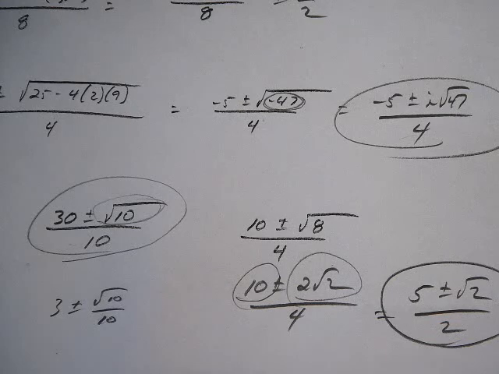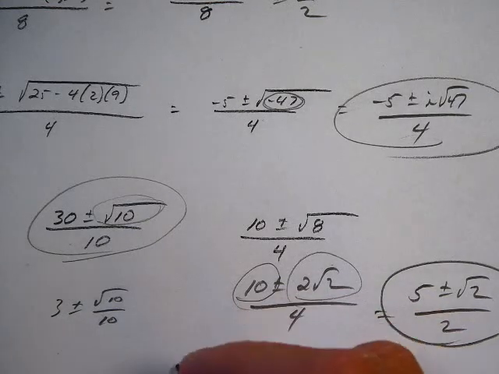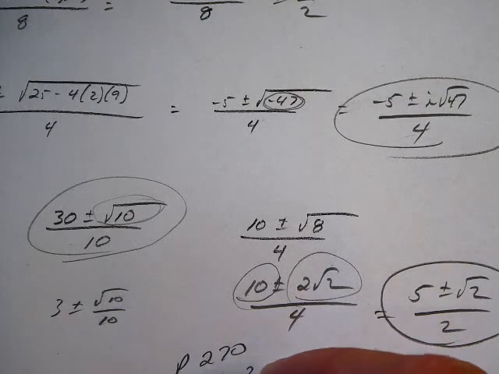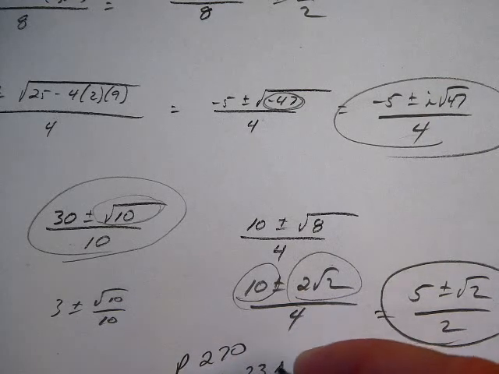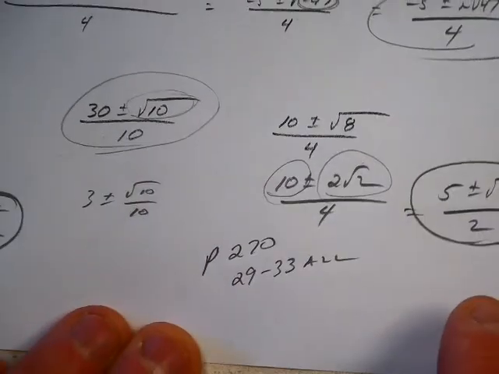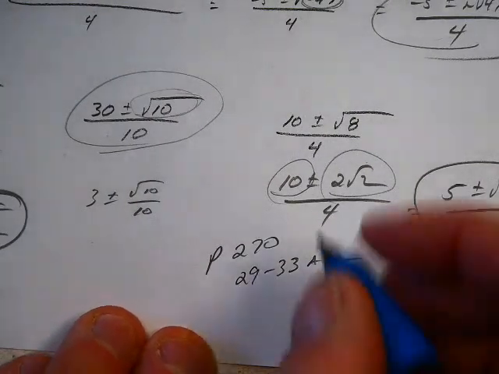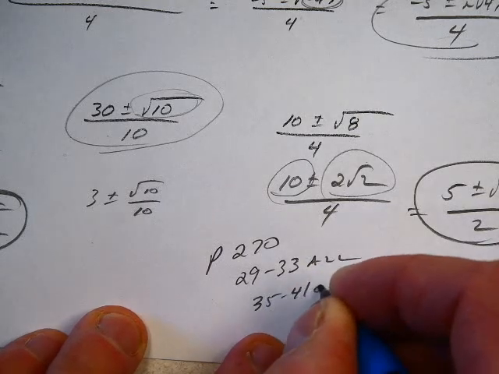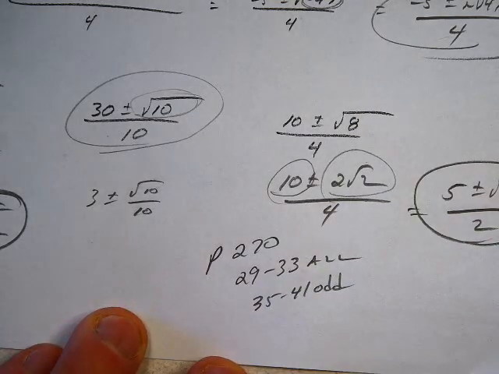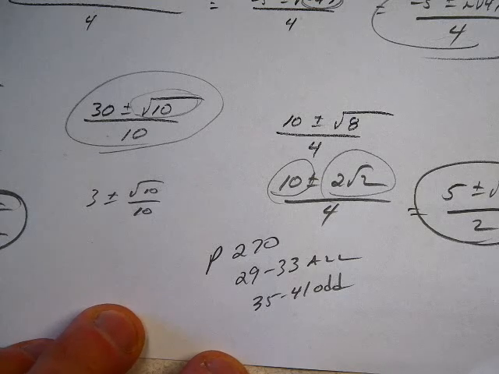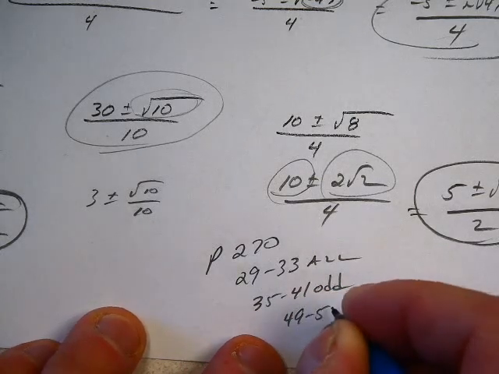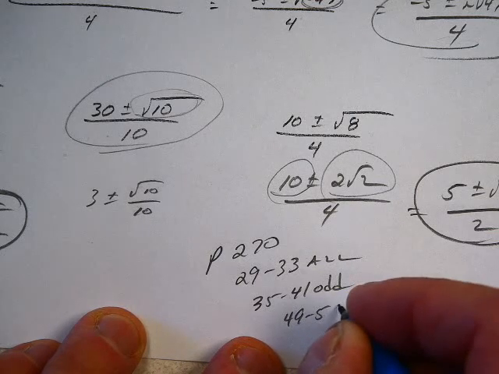Okay? So, here's what we're going to take a look at. Page 270, 29 through 33. I want to do all of those. Odd. And then I think we're just going to tackle the multiple choice, 49 through 52.